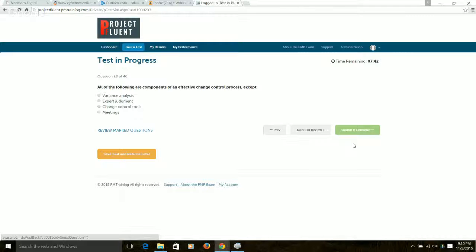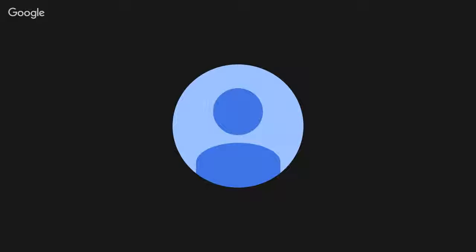All of the following are components of an effective change control process except: variance analysis, expert judgment, change control tools, and meetings. It's between A and B. Expert judgment. All right, I'll say A.